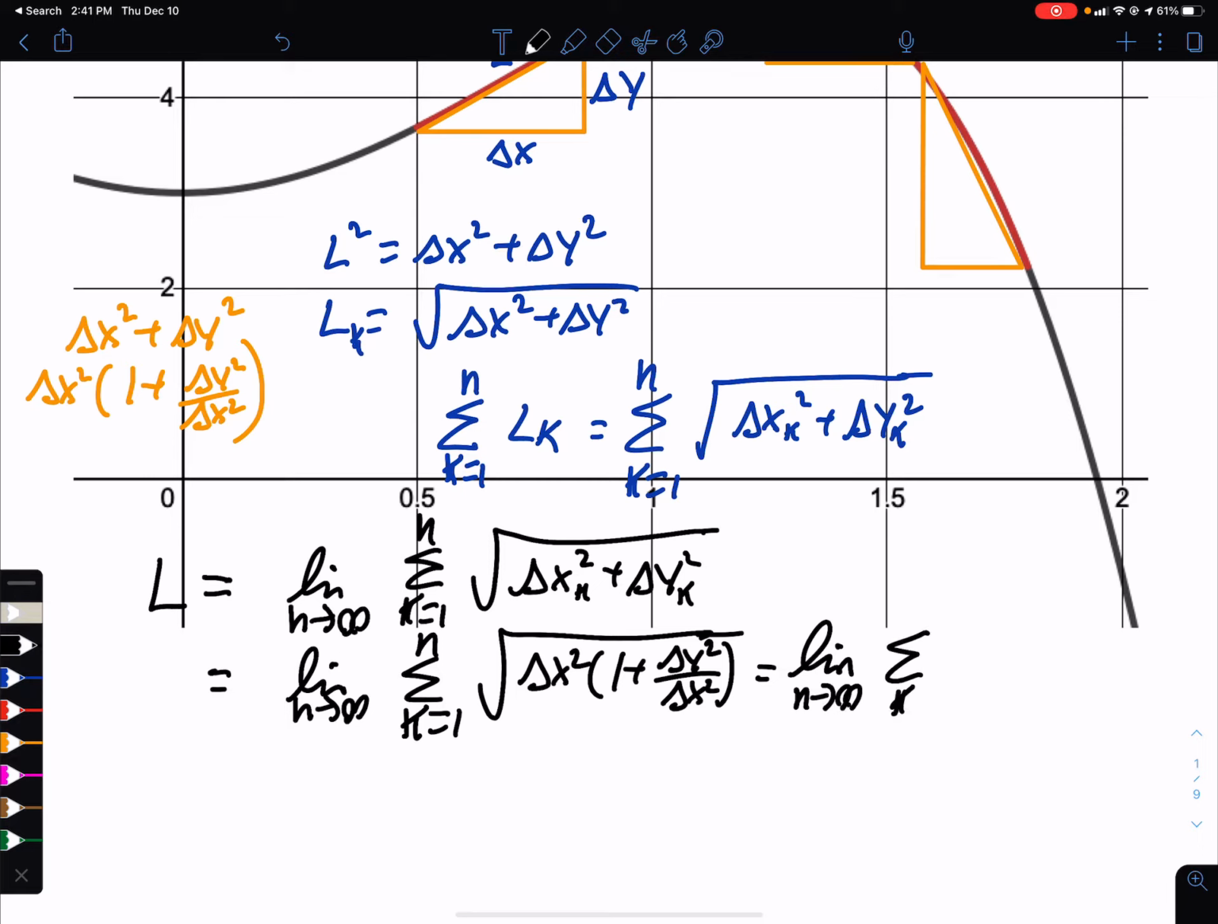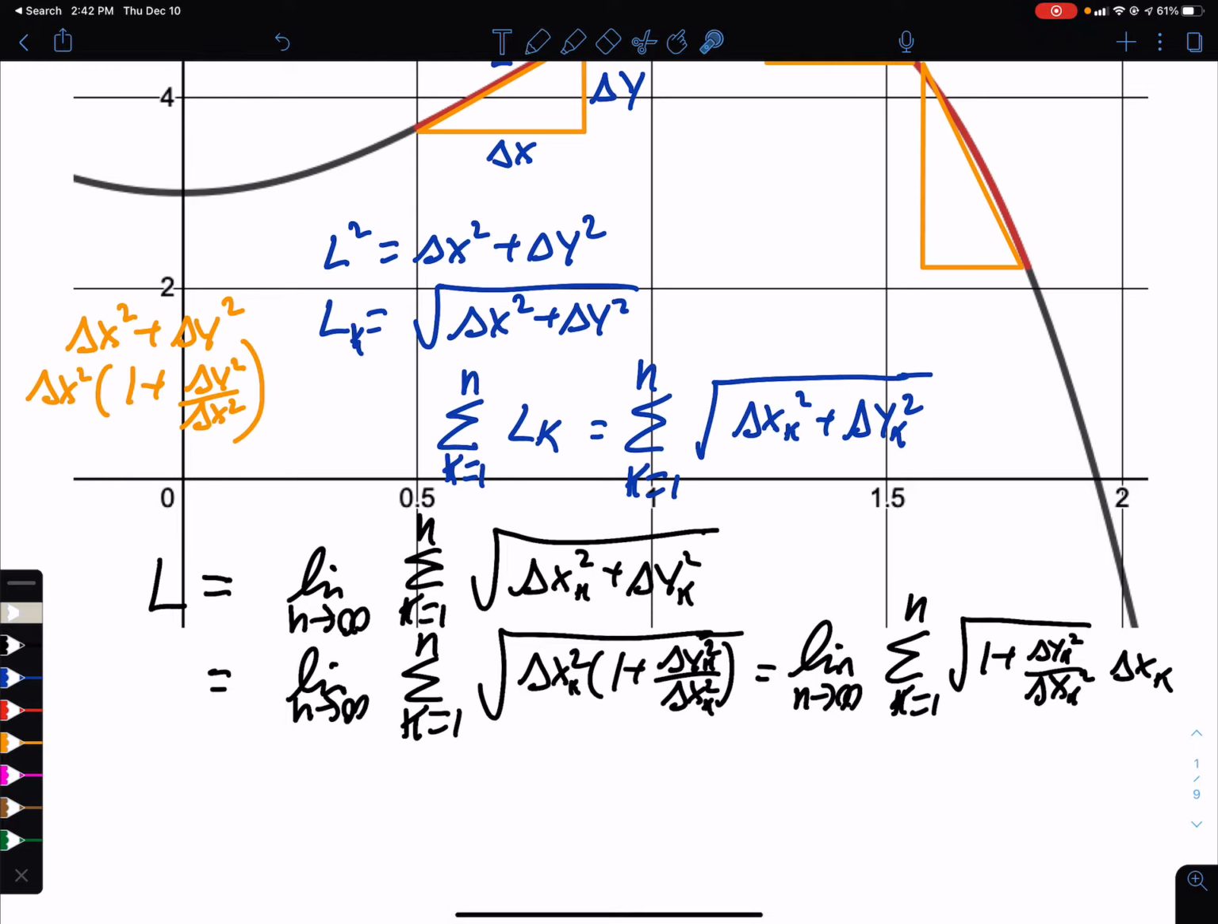And some of you may see where we're going with this. Now I should have x sub k's here. I apologize for not having my x sub k's. So what I'm going to get is the square root of 1 plus delta y sub k squared over delta x sub k squared, times delta x sub k.